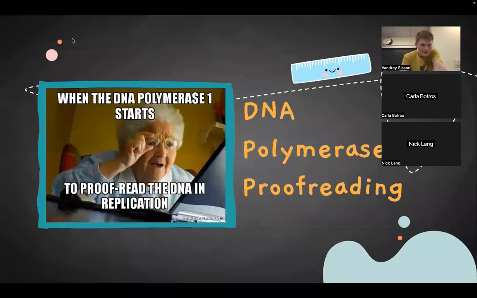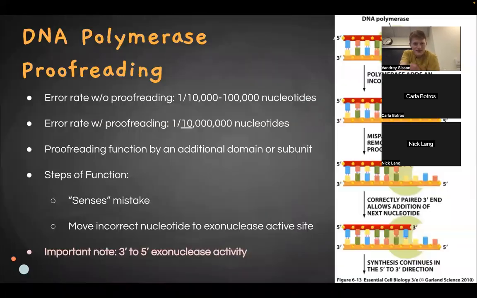All right. Okay, so the first thing we're going to talk about is DNA polymerase proofreading. The error rate without proofreading is 1 in 10,000 to 100,000 nucleotides. But with proofreading, that jumps all the way to 1 in 10 million, which might not seem like a big difference, but it helps loads in keeping the DNA without mutations. The proofreading function is done by either an additional domain in the protein or a subunit. And that goes back to unit 1 where we talked about proteins, domains, and subunits. But overall, it's the same function.